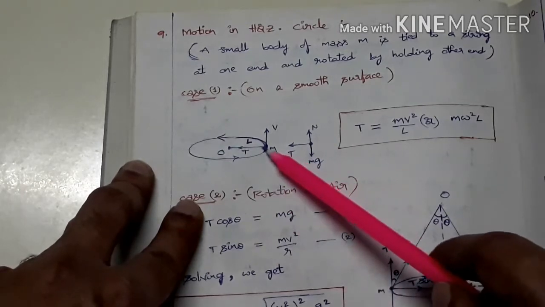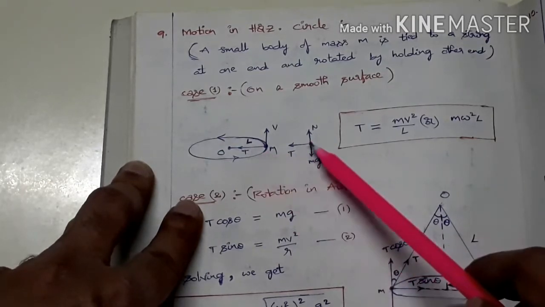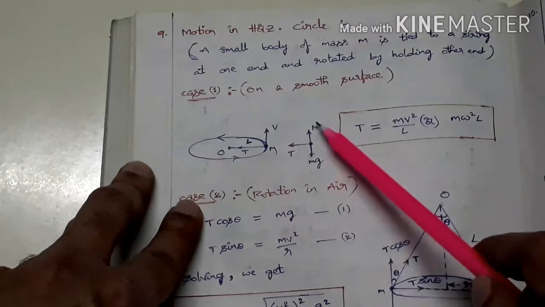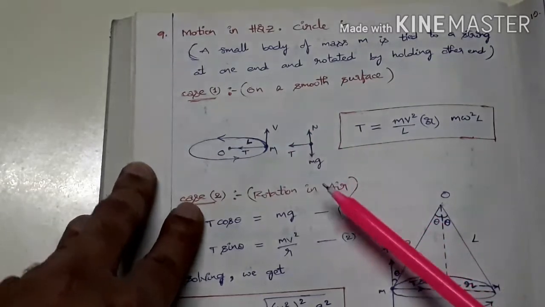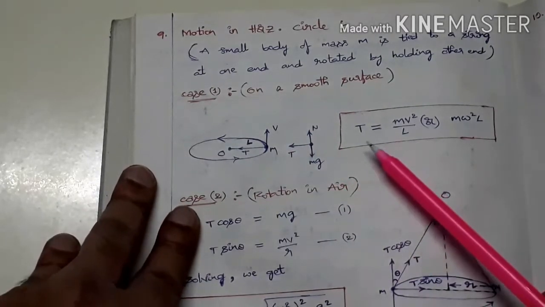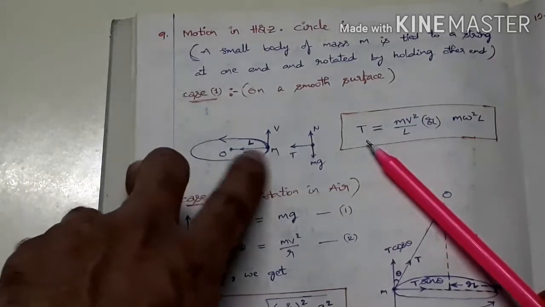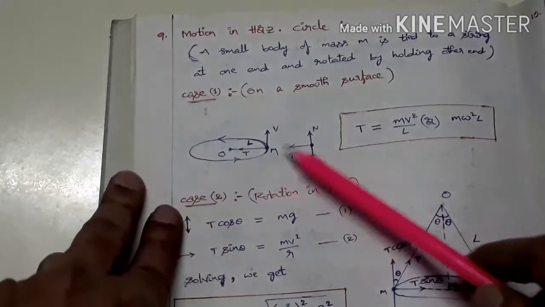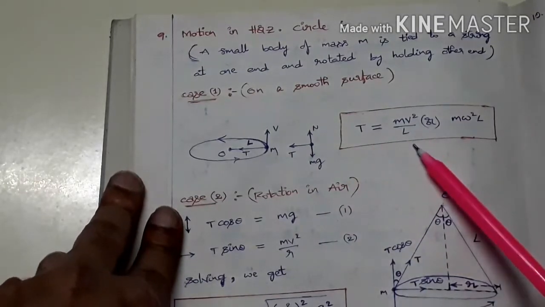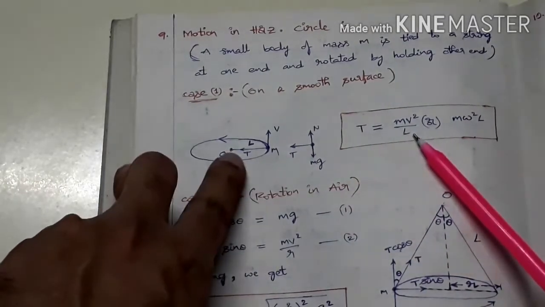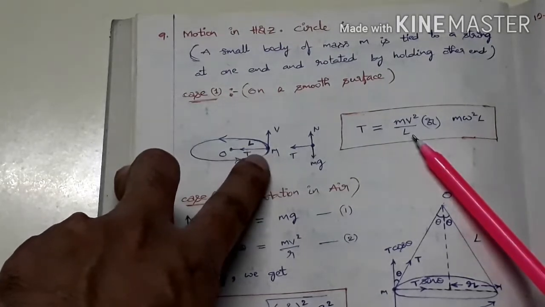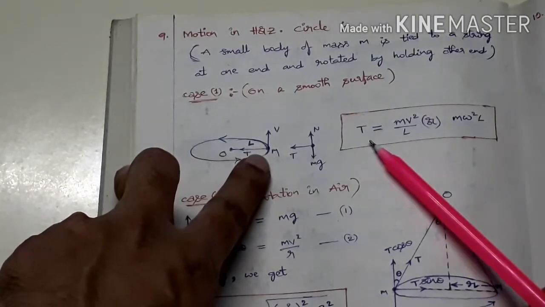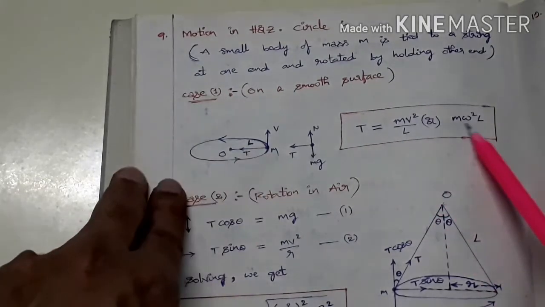In this case, towards the center, tension will be acting, upwards from the table, the normal reaction, and downwards, mg will be acting. So who is providing the required centripetal force? Only the tension force is there. Tension force is acting along the radius and towards the center. No other forces along this radius. So T equals m v square by L. In place of R, we are getting L, the length of the rope, which is equal to R. T equals m v square by L, or m omega square L.